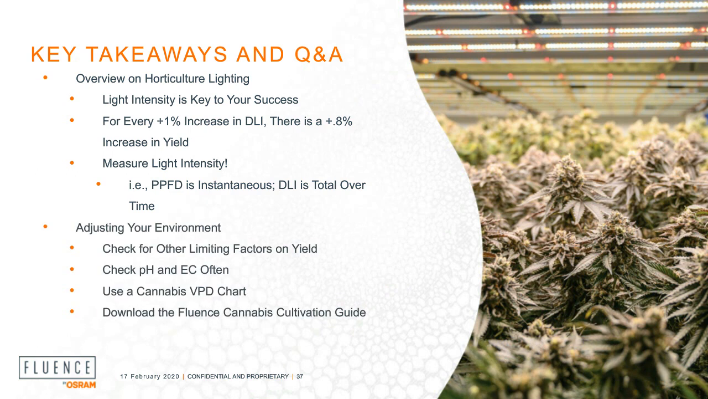We talked about adjusting your environment. We talked about some of the limiting factors on yield that can be presented in a growing environment. We talked about checking pH and EC very often. And then using a cannabis VPD chart to nail down the parameters that are most crucial for your environment.